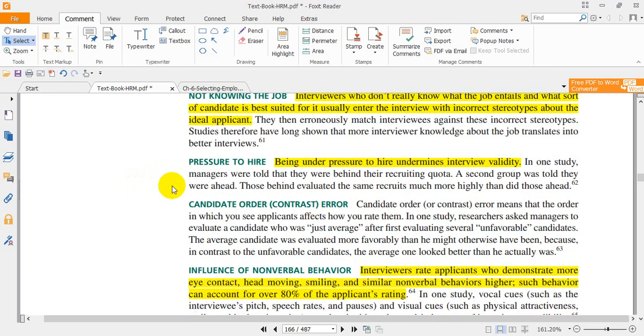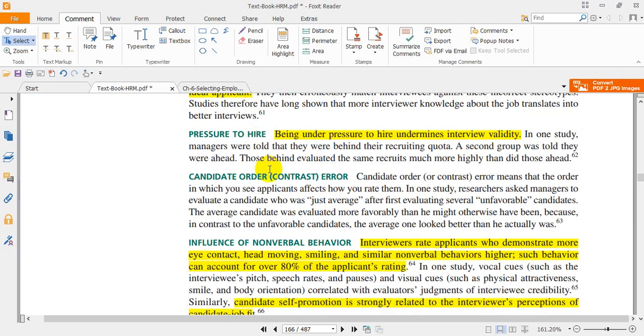Pressure to hire. Another mistake is that being under pressure to hire undermines interview validity. When the company or the employer is pressured to hire some person or some sort of employees.